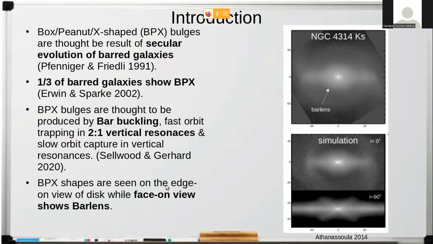And in some of the galaxies, like you see on the right-hand side, the NGC 4314 KS image, when you see the face-on map, then you see some bar lines kind of structure, which is also shown to be due to the buckling of the bar in simulations. And you can see that it can produce nicely bar lines in the face-on shape. And when you see the edge-on map, then you can see a nice X structure. So these are correlated with each other.